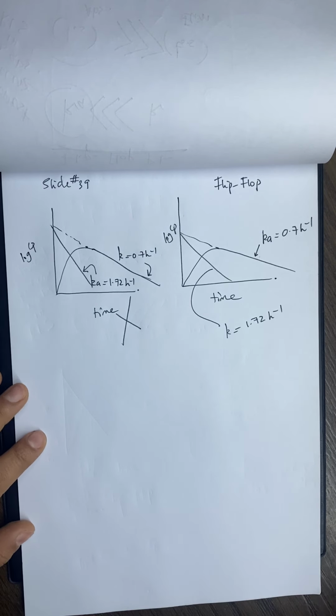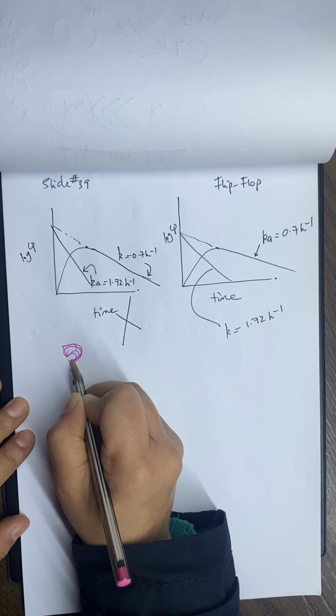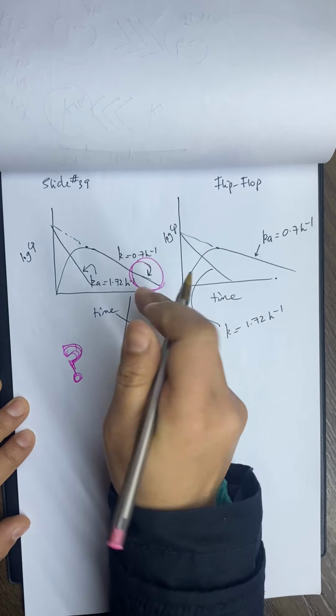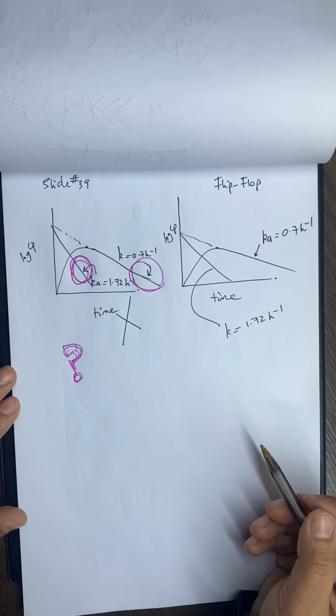The question is how I can determine experimentally that whatever we have here is elimination and whatever we have here is absorption.